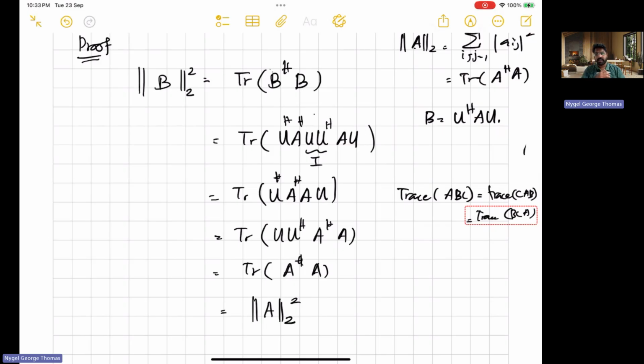So if two matrices are unitarily equivalent, their Frobenius norms are equal. So that is an interesting property. If you take every element, square it up and add it together, and similarly you take another matrix, square every element and add it together, both will be equal.